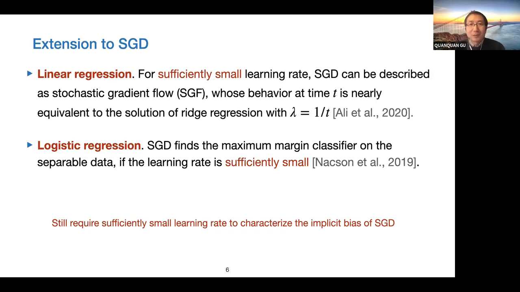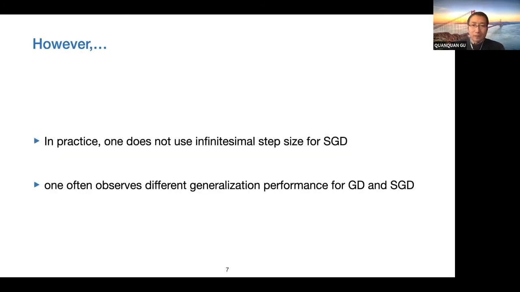The regime where step size is so small that SGD and GD, or even gradient flow, are almost the same is a regime of theoretical interest, but it's probably not a regime of broad practical interest. So as I mentioned, one limitation is that all previous work on the implicit bias for GD and SGD is limited to very small step size or even infinitesimal step size, such as gradient flow.